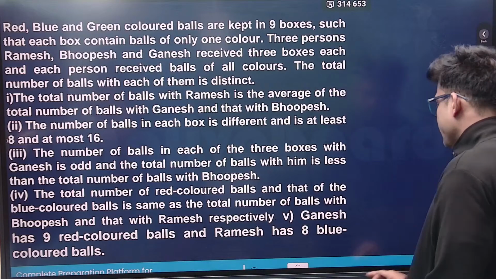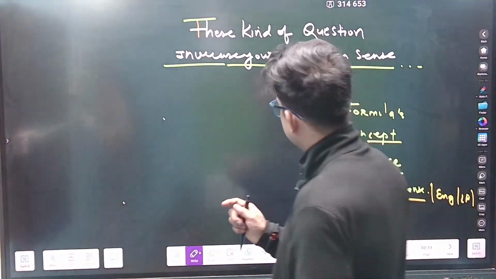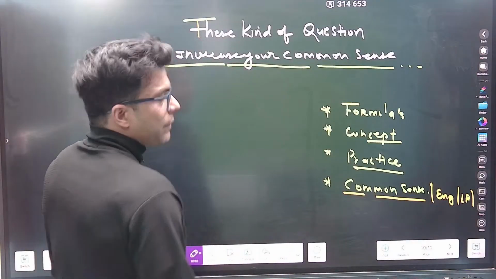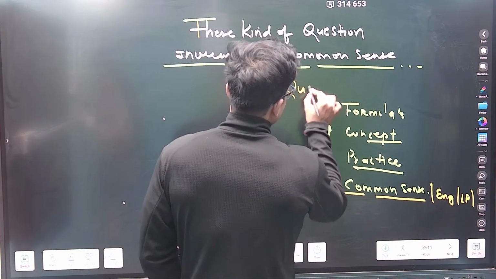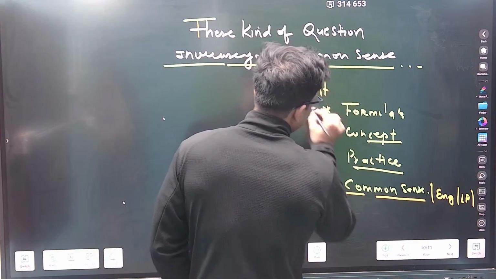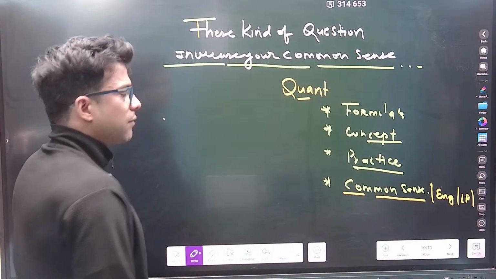Let me just make you understand first. We are not going to solve this question right now. My point is to make you understand that the pillars of DI or quant are not only towards these things, only formula, concept and practice. You also require some common sense.